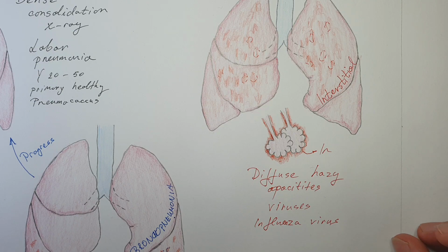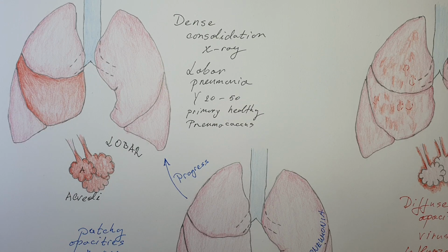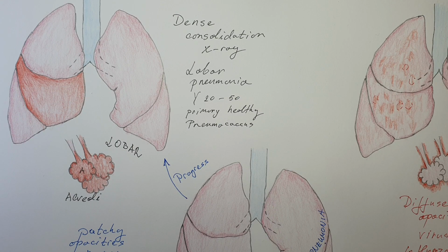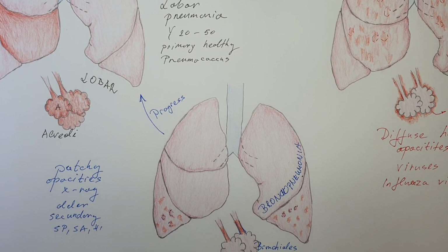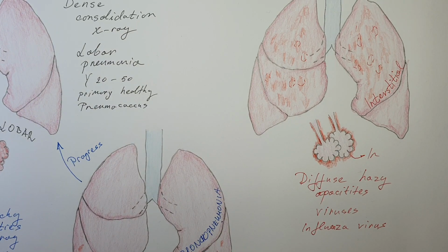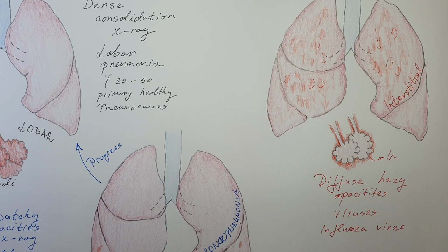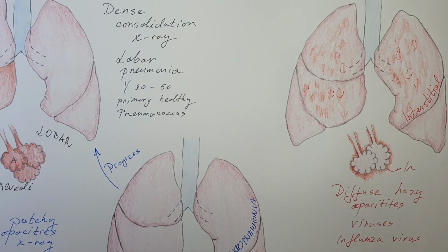So, basically, the lobar pneumonia affects a lobe of the lung and shows as a dense consolidation. Bronchopneumonia is showing as a patchy opacity. And interstitial pneumonia is affecting the lung in a way that is showing like diffuse hazy opacities. And basically, this is the simple division and explanation of these three elements.